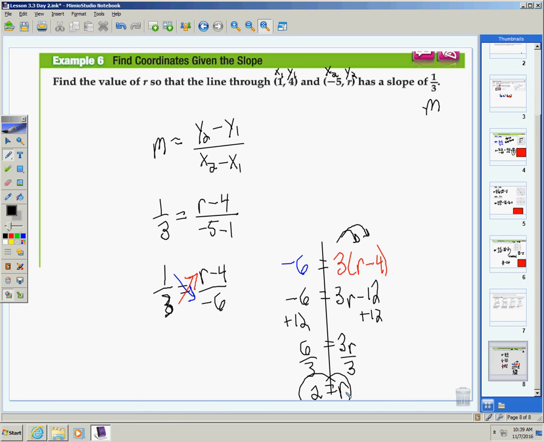Now, could I go back and check my answer? You're all curious to know because I know you love doing extra work to check your answer. Of course you can. What I would do is I'd say m equals, plug in 2 for r, 2 minus 4 over negative 5 minus 1. That would give me negative 2 over negative 6, which simplifies to 1/3, which is what m is supposed to be, so I know I got the right answer.